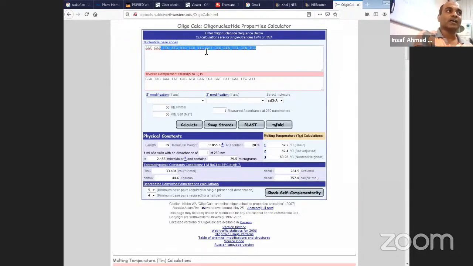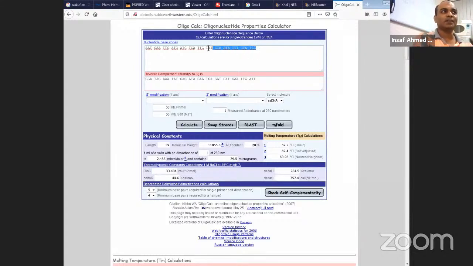And another thing I will not add actually, because mostly companies, when you are going for synthesis of this primer, they charge for the 10 nanomolar scale. Sorry, for up to 39 nucleotides, they take the 10 nanomolar. So then charges will be lesser. If you increase further, then you have to pay double charges.